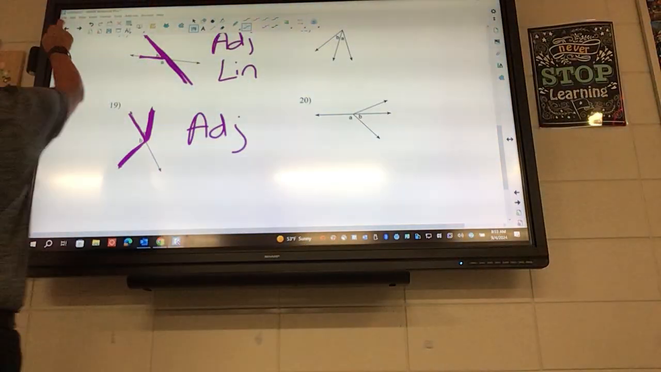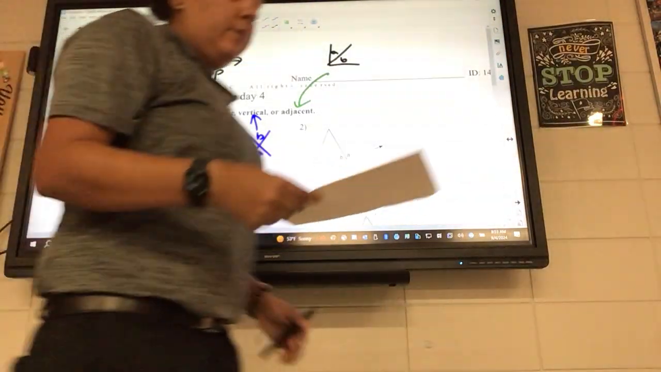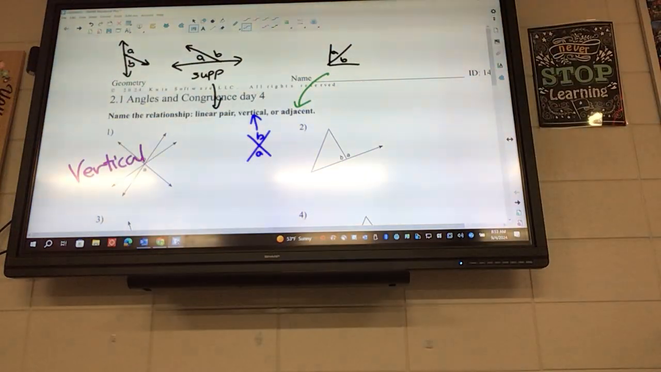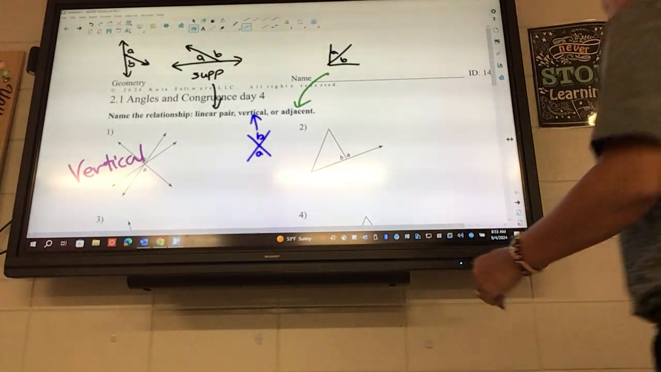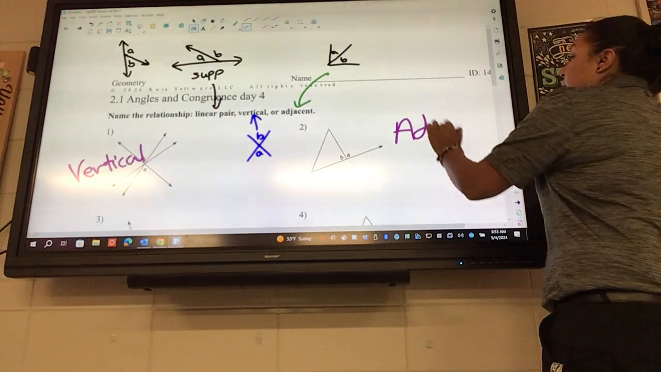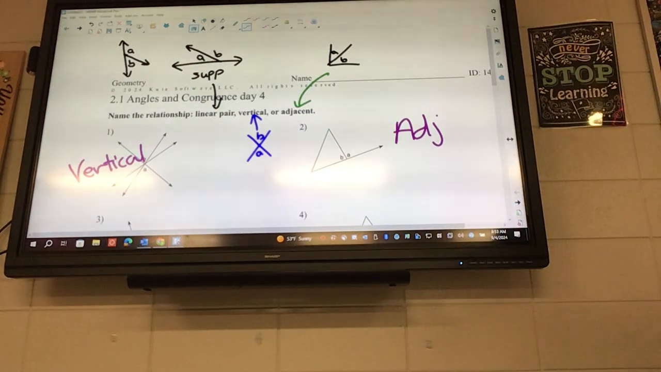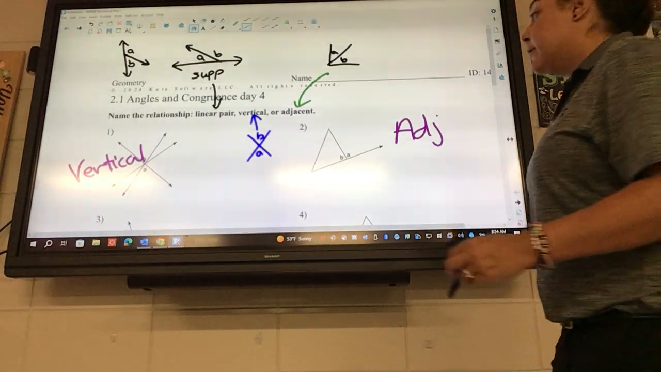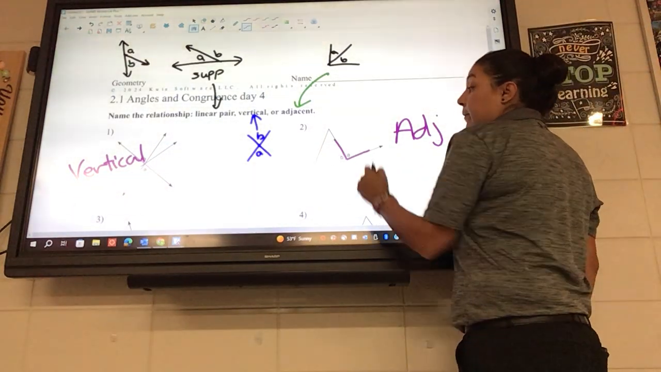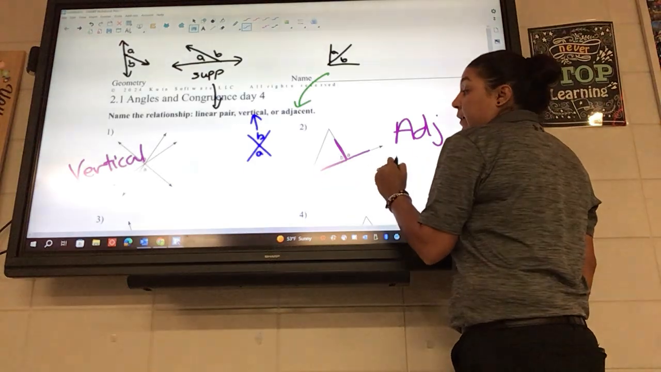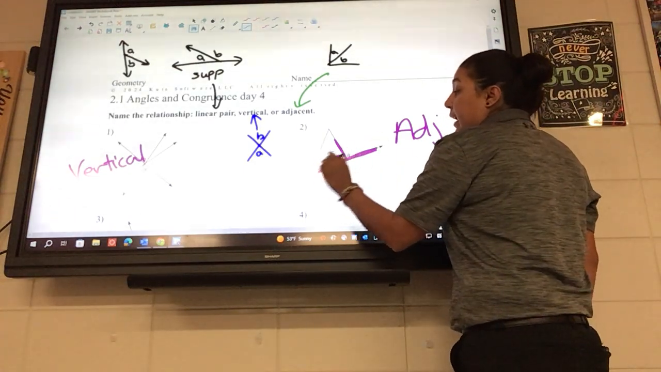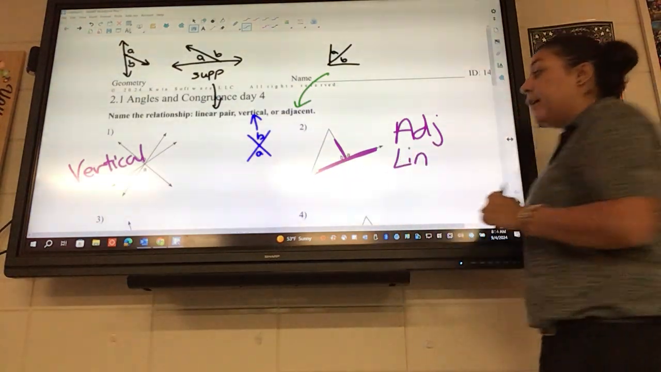Okay, and normally I don't, but we're gonna just for today, look at number 2. Are A and B right next to each other? Yes, they are. So we know it's a guaranteed what? Adjacent. It's a guaranteed adjacent. Okay, does A and B equal a straight line? Yes. Okay, so right here's A, and right here's B. Okay, so between the two where they connect is going to make a straight line, so it's going to be a linear pair.